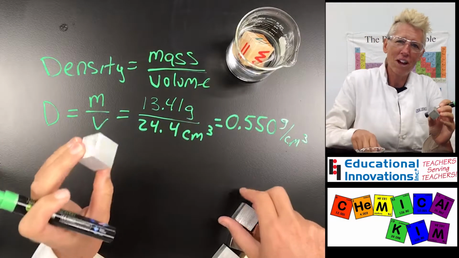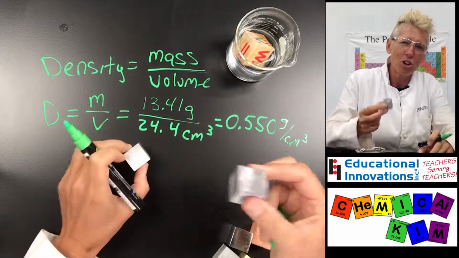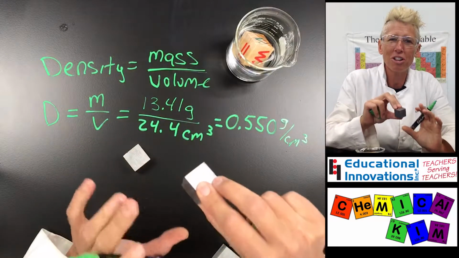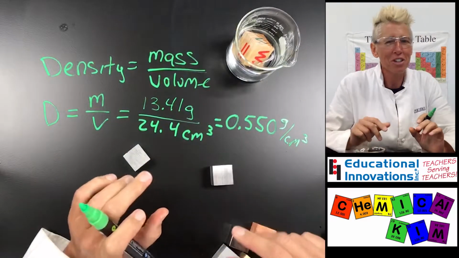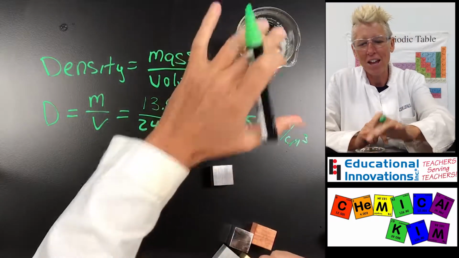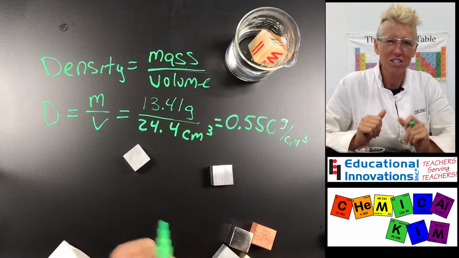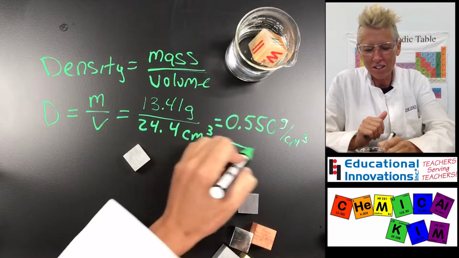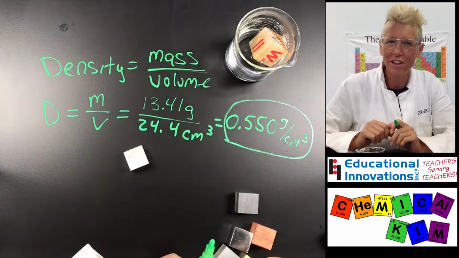What do you think you'll find with the density cubes? Will they have a higher density or a lower density than water? I'm really excited for you to find out. Calculate its mass, calculate its volume, and then do the water test and see if it sinks or it floats, and is your value higher or lower than 1?